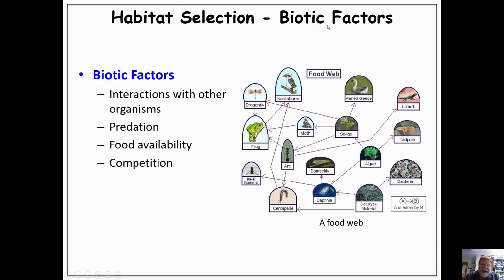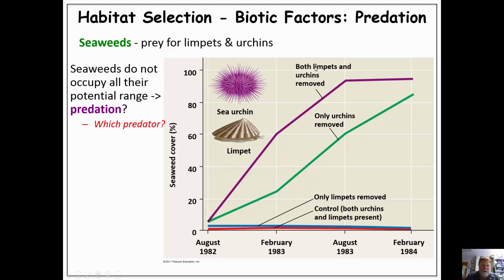Again, biotic factors that affect where an organism lives include interactions with other organisms: predation, food availability, and competition. This is a classic food web that we see here, where organisms depend on many other organisms. How do we look at this dependence? How do we do research?